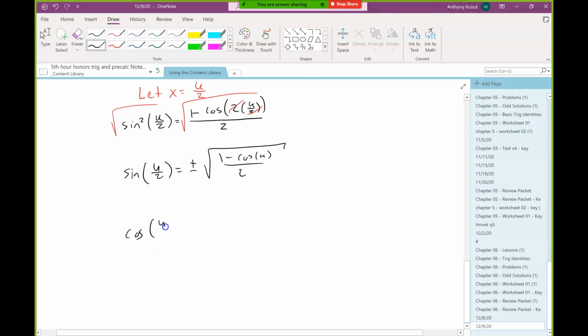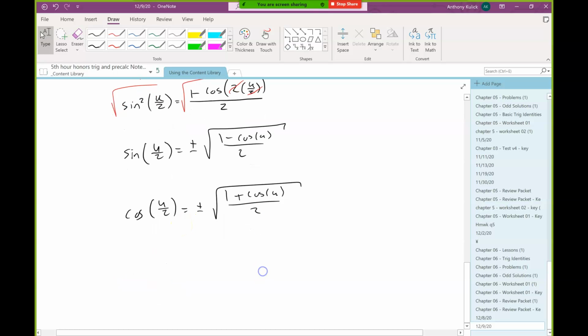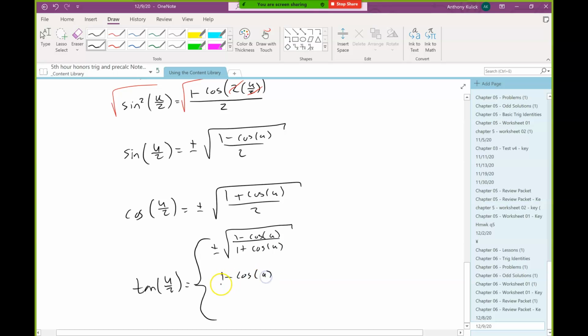I'm just going to write down the other 2 now without deriving them, because the derivation is basically identical. So cosine, there's just one version. Tangent, though, is a little bit weird because there are 3 different versions that we could use. Again, each of the 3 versions is going to give you the same result, so you are free to choose which one seems to be the most convenient.